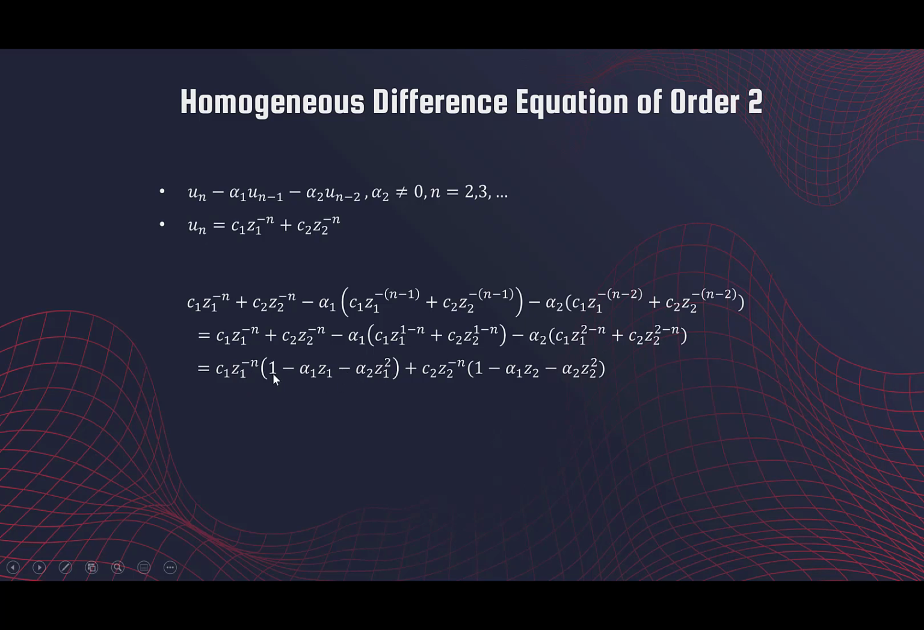So look at this. We have this 1 minus alpha 1 z1 minus alpha 2 z1 squared. This is the associated polynomial, right? And the same thing here. This is also the associated polynomial. So I can replace this with alpha of z1, right? Because alpha of z1 is exactly this. And we know that z1 and z2 are the roots of the polynomial. Therefore, these are 0, and therefore we end up finally with a 0. So we have verified that this formula of un is the solution of this difference equation of order 2.